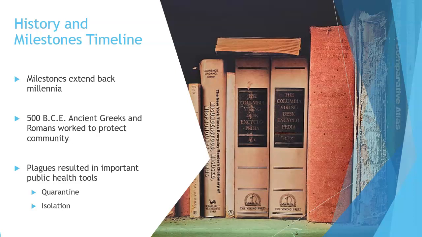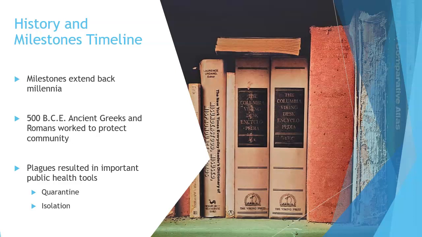Humans have long recognized the need to develop systems that can create healthy populations. This has led to many milestones in public health that extend back millennia. Around 500 BCE, ancient Greeks and Romans actively worked to protect the community by taking sanitation measures. The ancient Romans built aqueducts and conductors to carry water from its sources to a central distribution point.